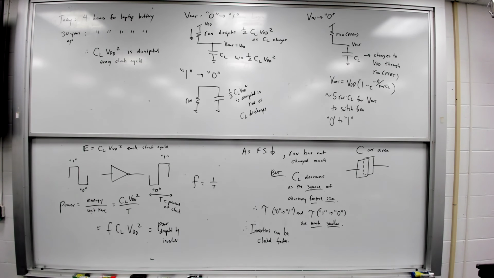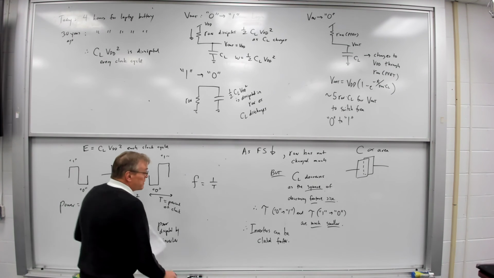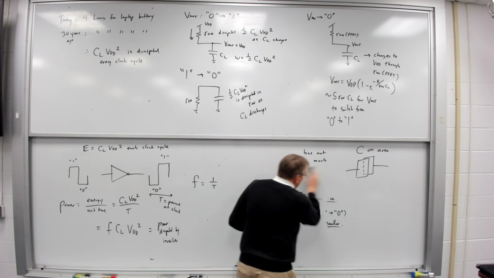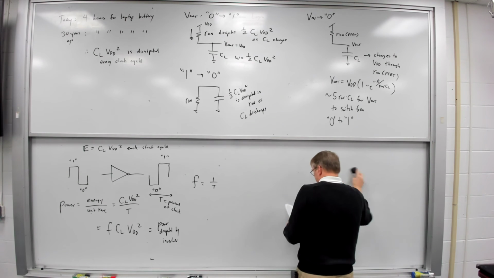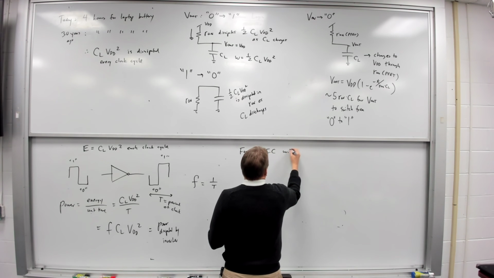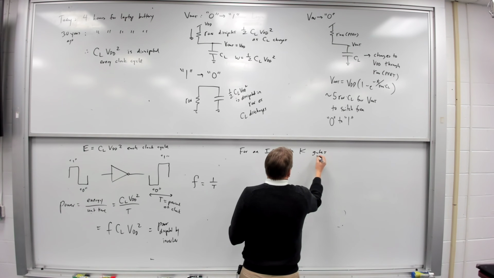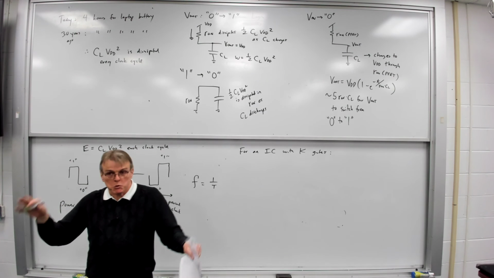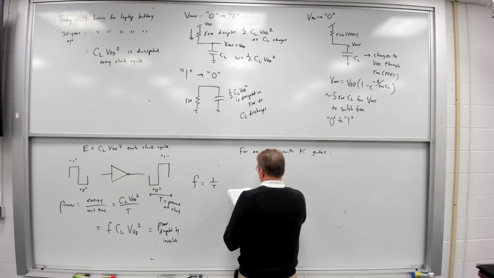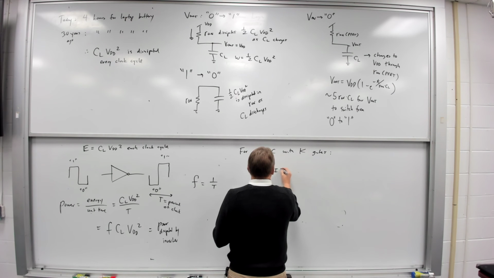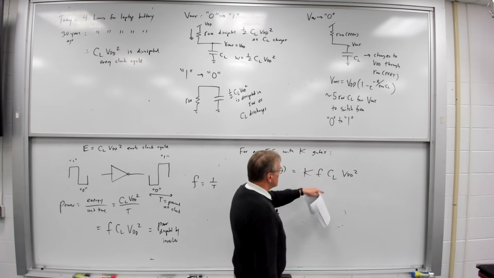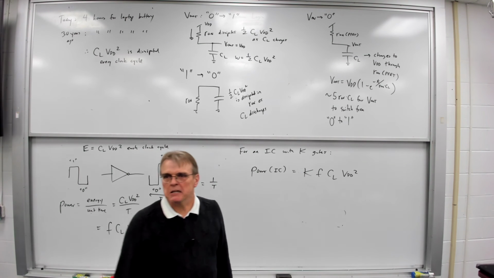Well, that's one logic gate. What if I have more than one logic gate? And on an integrated circuit, I'll have millions, if not billions, of logic gates. So for an IC with K gates, assuming all of them are switching at basically the same frequency, which is an assumption you can play with depending on what you can do as a designer, then the power of that IC will be equal to K times F times CL times VDD squared, where CL is the average output capacitance of any logic gate in the circuit.